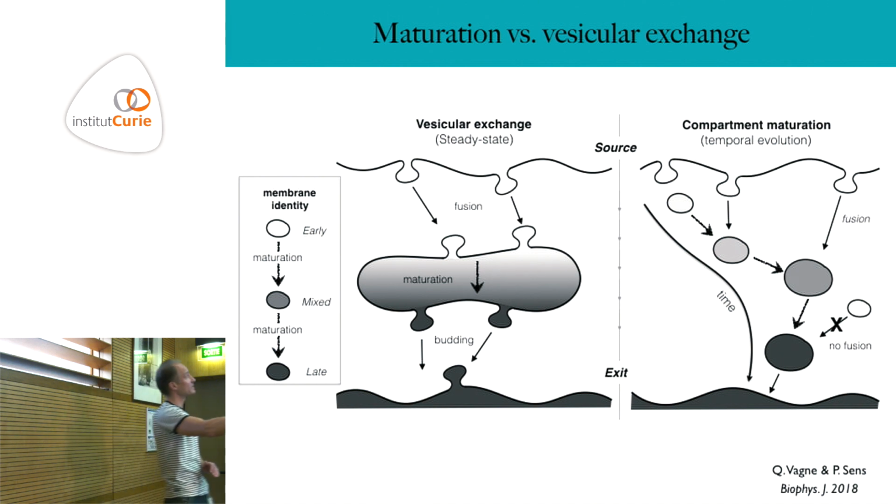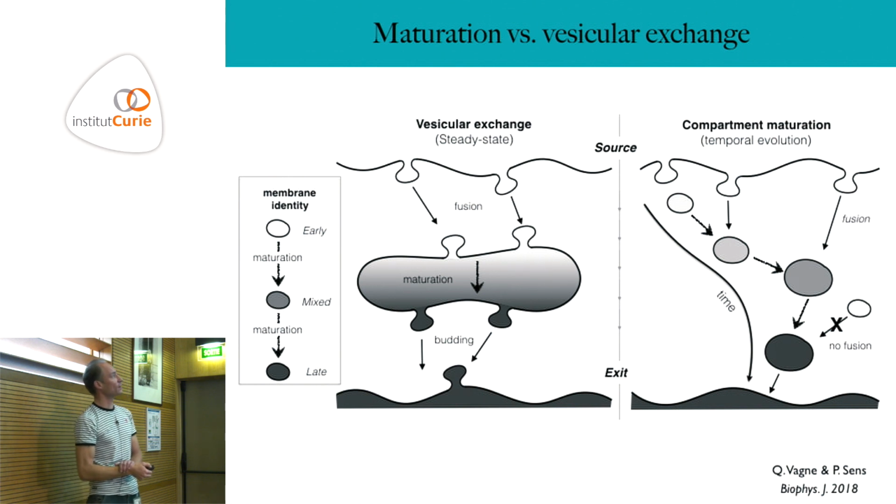The other possibility is that white components can fuse with one another to some extent, but at the same time they undergo maturation, so they become grayer and grayer. And when they are too gray, fusion is basically impossible because of homotypic fusion. So this thing becomes isolated from the influx, turns into something fully dark, which then fuses with the exit as a compartment. So here, what fuses with the exit are big compartments. Here it's just vesicles that come out of big compartments. And if you want to put it in the terms used for the different Golgi models, this would be vesicular exchange and this would be compartment maturation.